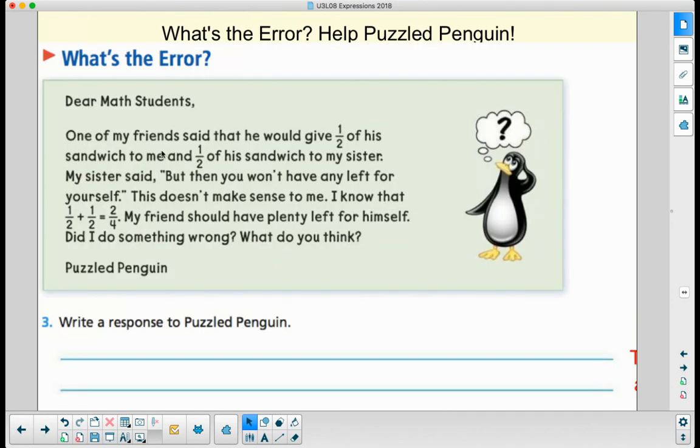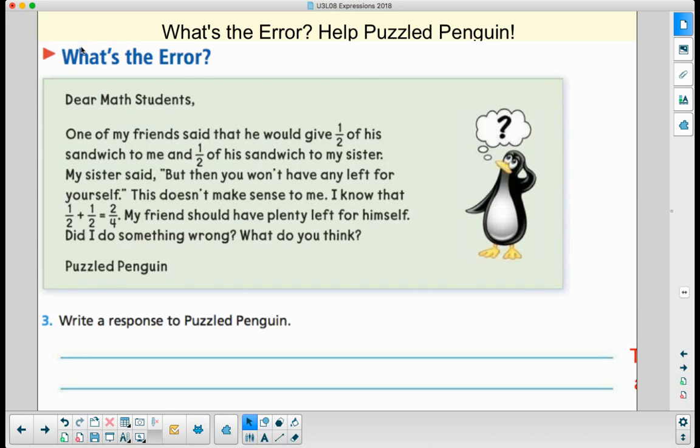All right, continuing on this page, we have Dear Puzzle Penguin. Dear math students, one of my friends said that he would give half of his sandwich to me and half of his sandwich to my sister. My sister said, but then you won't have any left for yourself. This doesn't make sense to me. I know that half plus a half is 2/4. My friend should have plenty for himself. Did I do something wrong? What do you think?